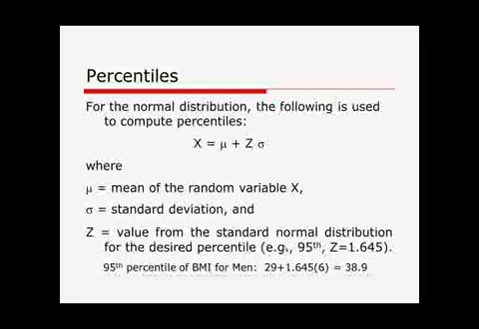So for example, the z-score for the 95th percentile is 1.645. If you wanted the 95th percentile of BMI in men for that example we were working on, it would be the mean, 29, plus 1.645 times the standard deviation of 6. And what it means is 95% of the BMIs in males age 60 are 38.9 or lower. Okay?